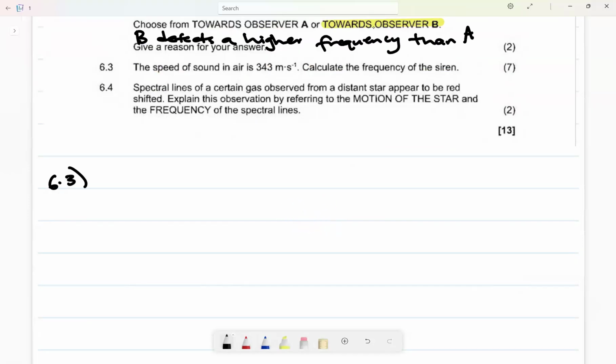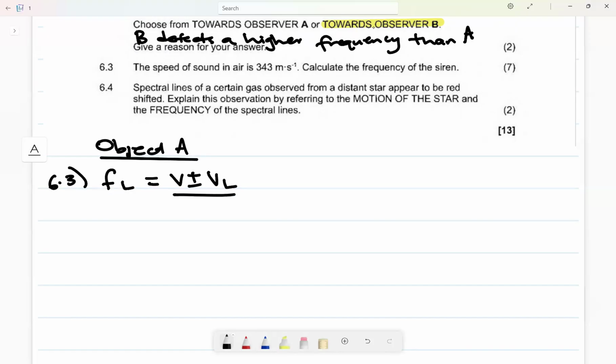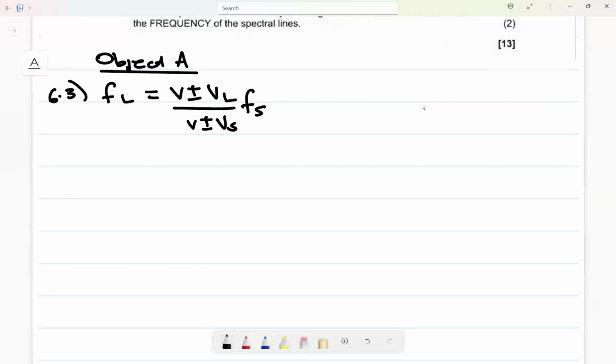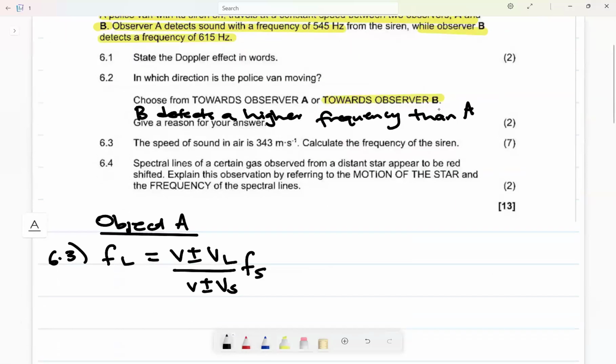First thing first, let me calculate for object A. So it's going to be frequency of the listener is equal to V plus or minus VL divided by V plus or minus VS, times frequency of the sound. Now, they are moving away from object A, so it means the top will be negative, the bottom will be positive. So frequency of the listener by A, it is how much? 545.